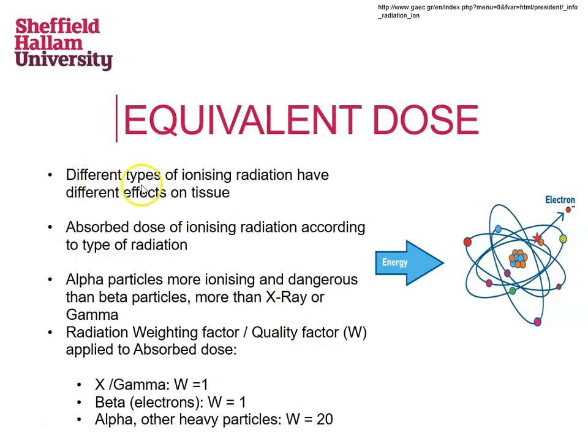So this is where the different types of ionizing radiation have different effects on the body. So we have a weighting factor for X and gamma rays and beta, and the weighting factor is 1, whereas for alpha the weighting factor is 20, and this is just to reflect the fact that alphas are 20 times more DNA damaging. So 1 gray of alpha will give 20 times more DNA damage than 1 gray of X-rays.